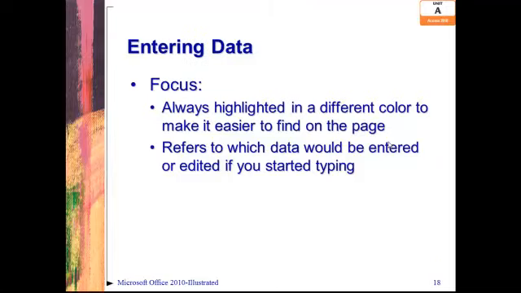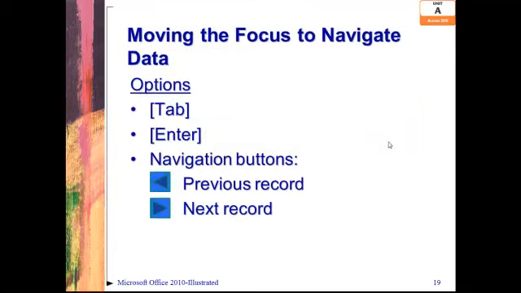Okay, in this Unit A, you're going to be entering a little bit of data. Always highlight in a different color to make it easier to find on the page. Refers to which data would be entered or edited if you started typing. Moving the focus to navigational. There you're going to have some options using the Tab key, using the Enter key, and you're going to have some navigational buttons, and you see the previous and next record buttons there.